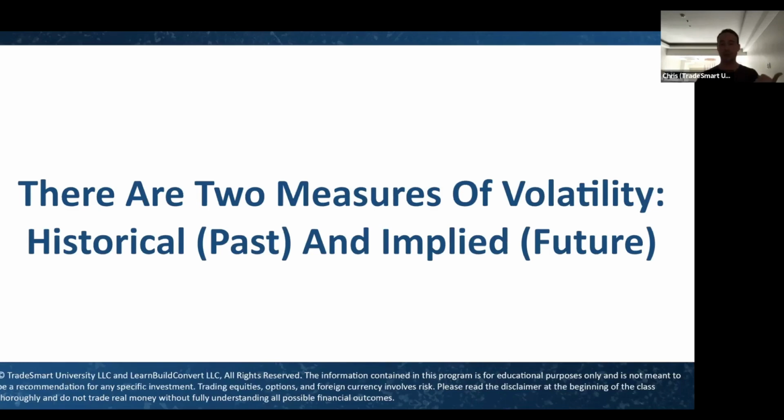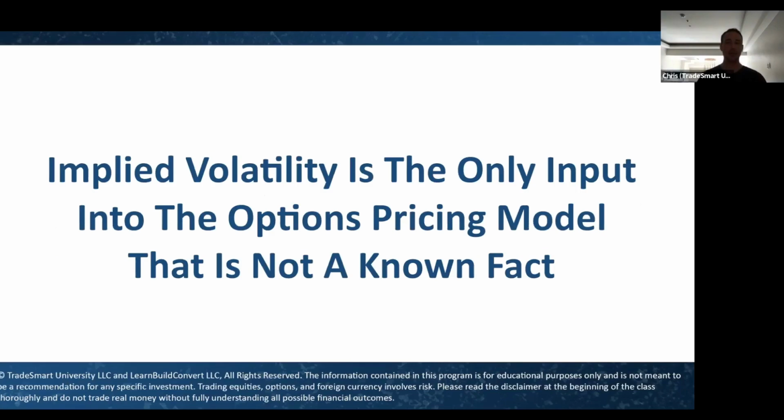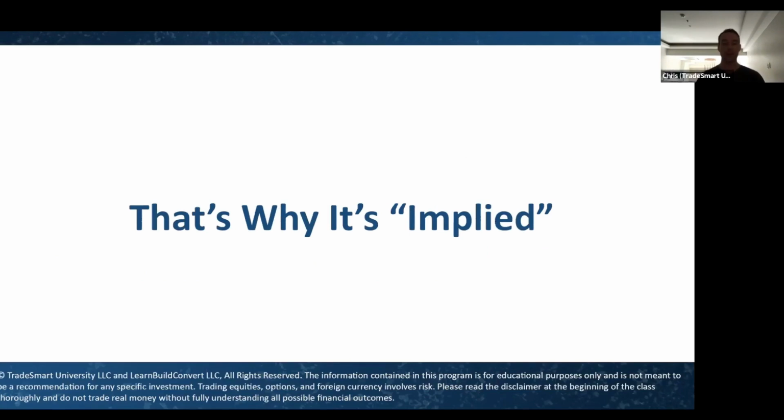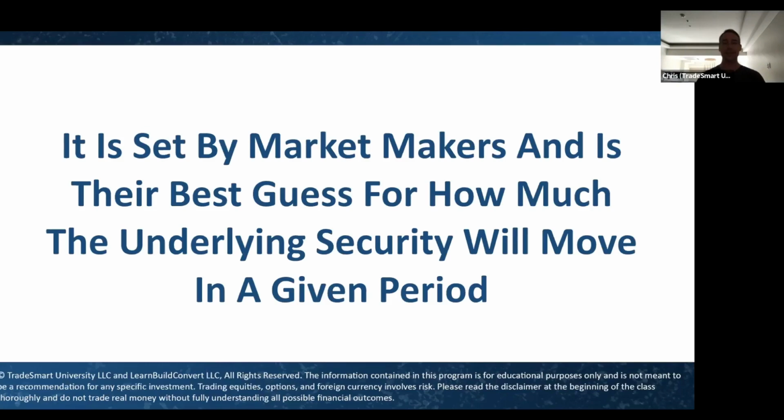There's historical volatility, which tells you what happened in the past. And there's implied volatility, which is what we expect to happen in the future. Now, implied volatility is the only input into the options pricing model that is not a known fact, as we talked about before. And that's why it's called implied, right? We're implying what the volatility is going to be. And it's set by the market makers.